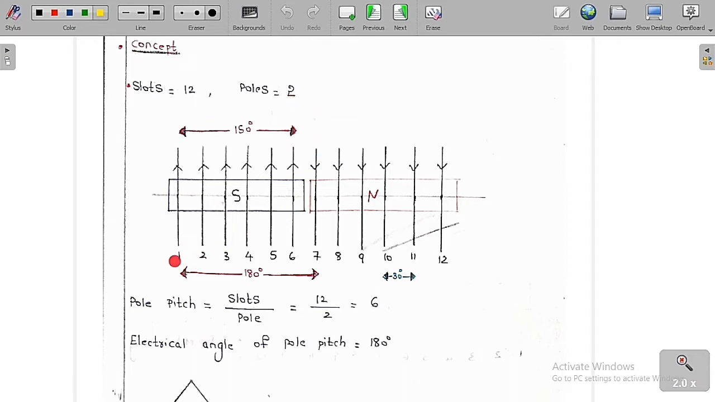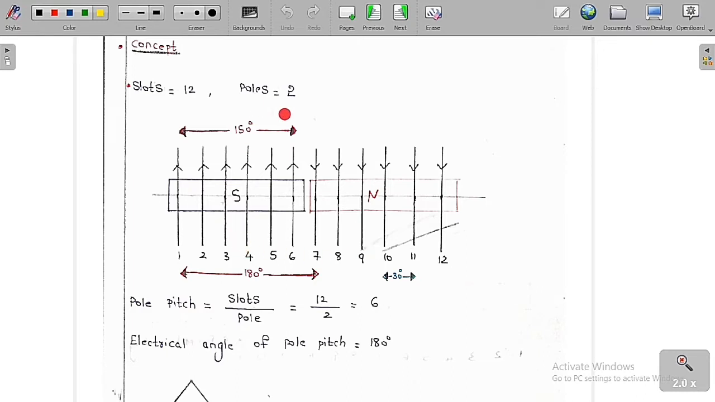So let me see here the slots. This is 1, 2, 3, 4, 5, 6, 7, 8, 9, 10, 11, 12. So these are the 12 slots in the stator. So 12 slots means we can say clearly there are 2 poles.